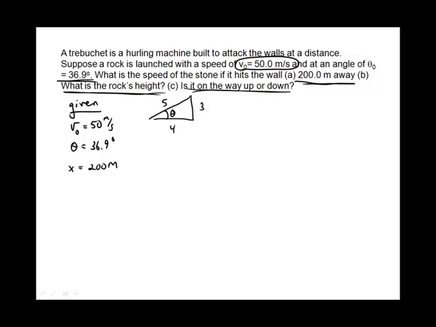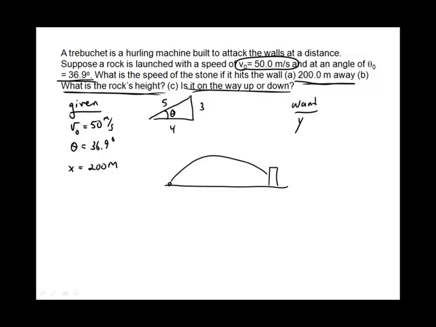So the wall is 200 meters away. And what do I want to know? I want the final y value when it hits the wall. And I want to know, is the velocity on the way up or on the way down? If it's on the way up, the y component of the velocity will be positive. If it's on the way down, the y component of the velocity will be negative. So if I draw a picture, my trebuchet is going to shoot a rock at the castle wall, and the trajectory is going to look something like this. Or it could be on the way up, so let's find out.